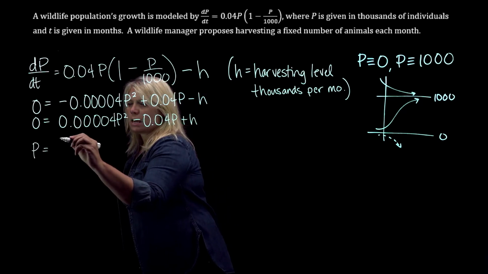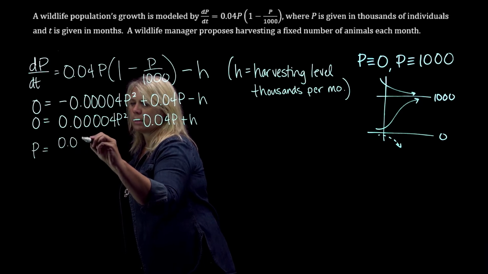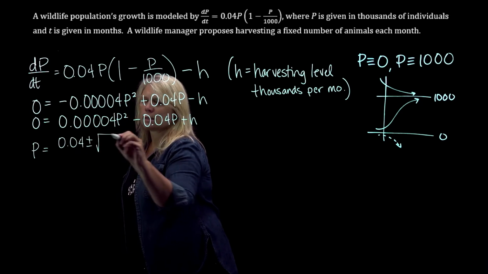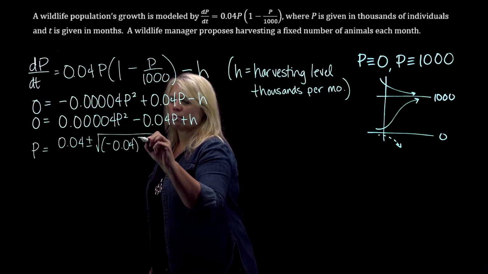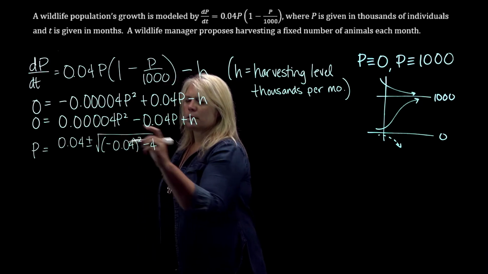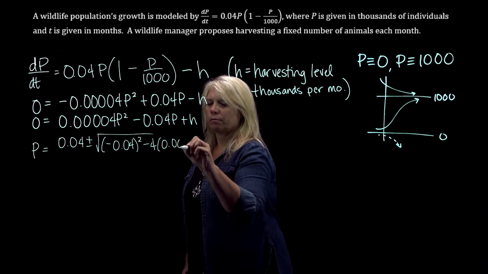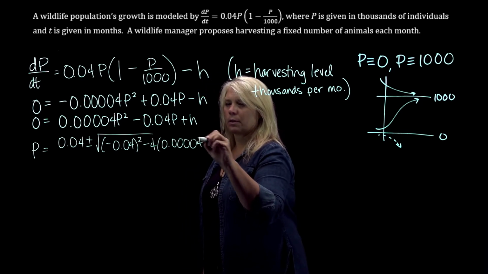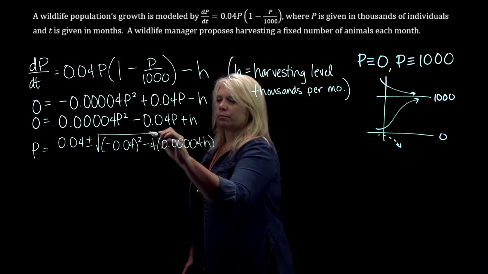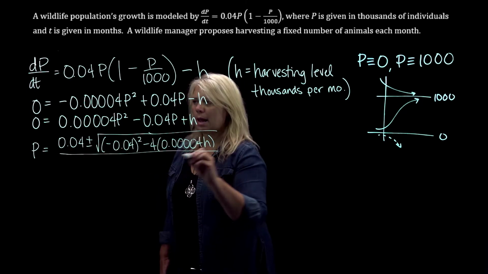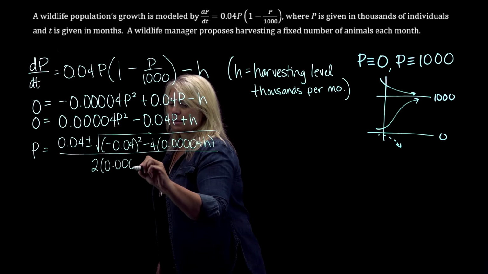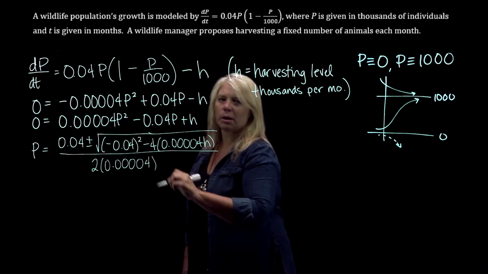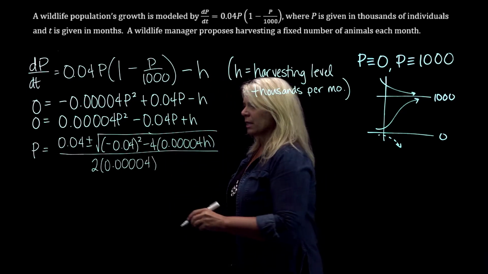So negative b, so positive 0.04, plus or minus the square root of b squared minus 4 times a times c, all over 2a. All right, so we've got kind of a big mess here, but this does simplify very nicely. So I'm going to go ahead and write down the simplified version here.